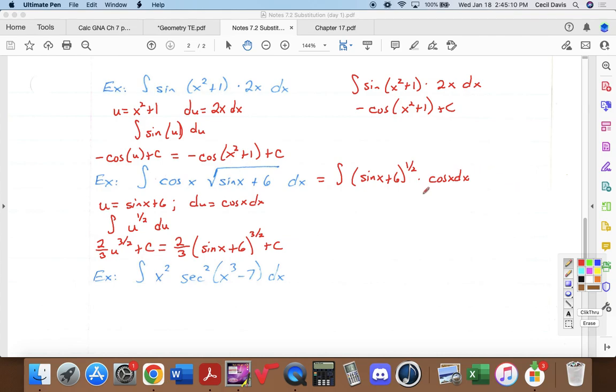Okay, so here again, do I need to do all that? No. This is set up perfectly to undo the chain rule. The derivative of sine of x plus 6 is cosine of x, so I just undo the chain rule. That'll be 2/3 of sine of x plus 6 to the 3/2 plus a constant. If you can undo the chain rule, it's always faster.